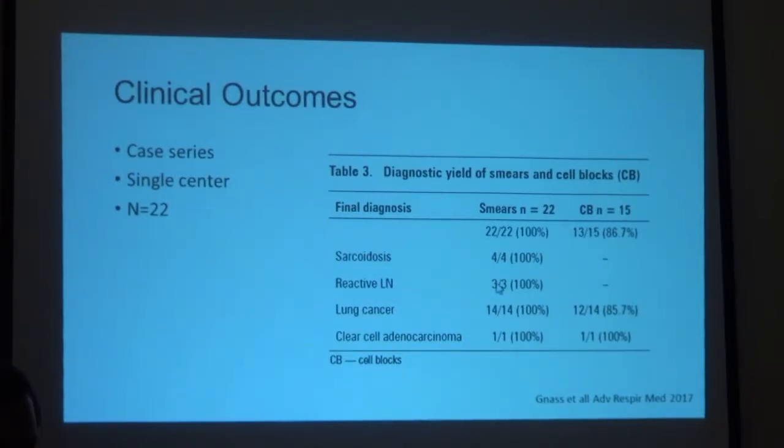Reactive lymph node, you're always worried about it and you're always suspecting maybe I missed the cancer. But if you see plenty of lymphocytes and they're not atypical, then you're more comfortable, but you're always worried that there may be lymphoma. And lung cancer is usually the easiest. Your yield is usually 90%. So here they were able to get 100%. And the cell block was also adequate in 86% of the cases. So it's promising, but these are really very preliminary data, and I'm sure we're going to have much more coming up soon.